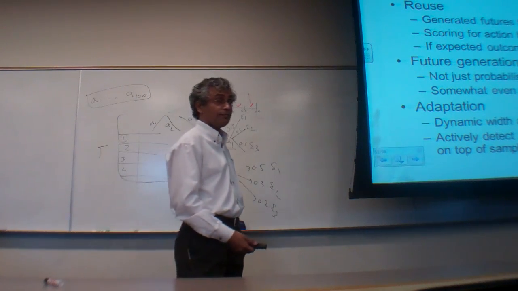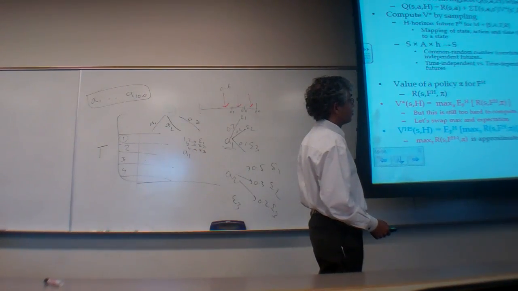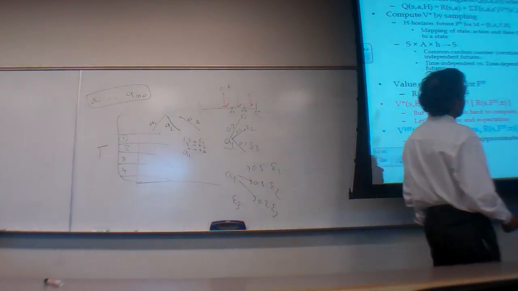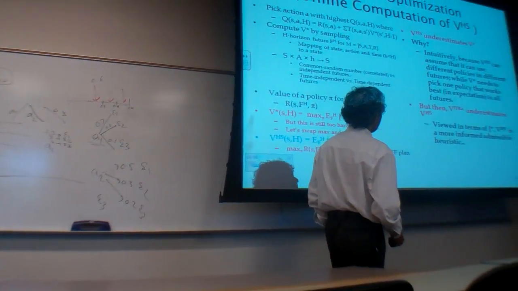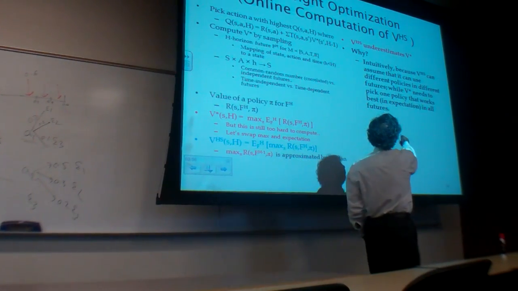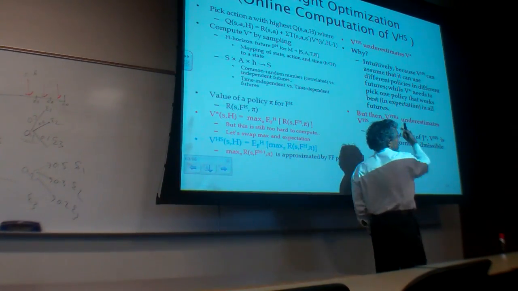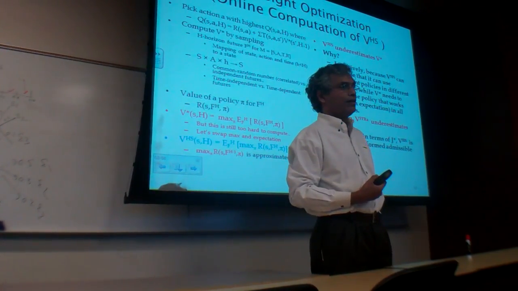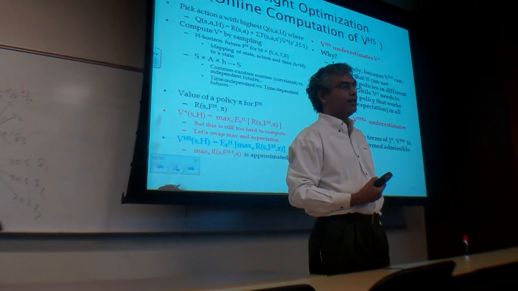Yes. Can you go to the last slide? The previous one. Yeah. So in this, FFRA is the FF free plan, right? I'm sorry, it's the all-outcomes FF plan. So does this underestimate V_HS or overestimate?